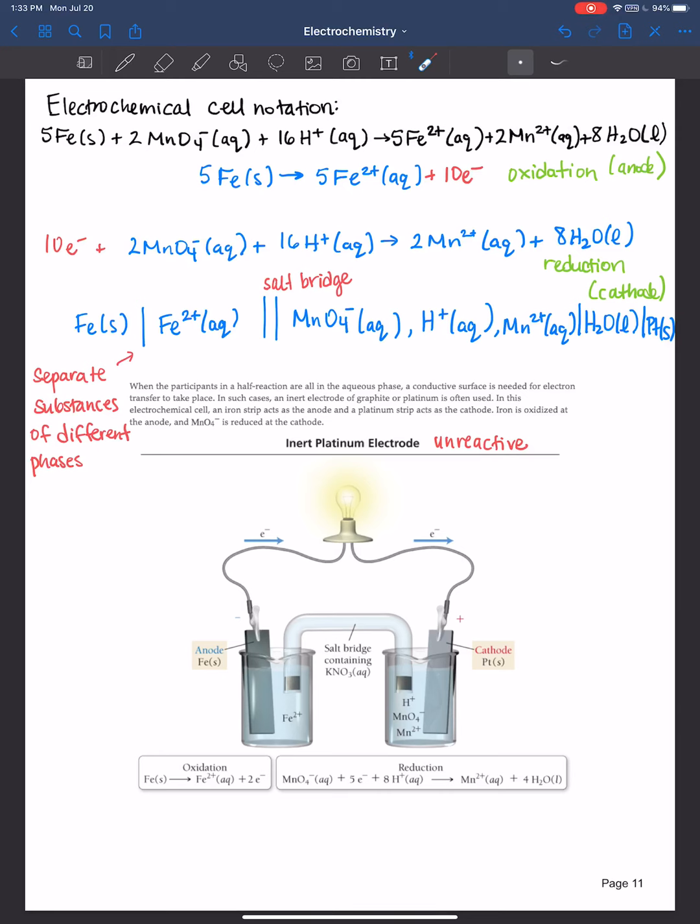We're only writing the species. Definitely write the states of matter. Separate different substances of different phases with single lines. Include the salt bridge between the anode and the cathode. Include the electrodes at the very outside. They should be solid.